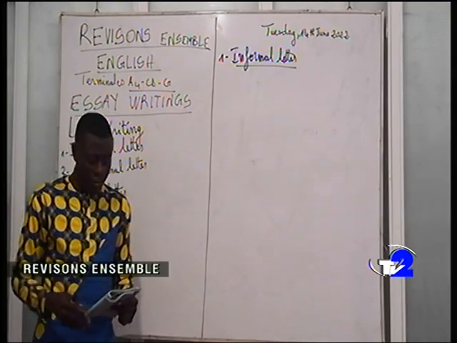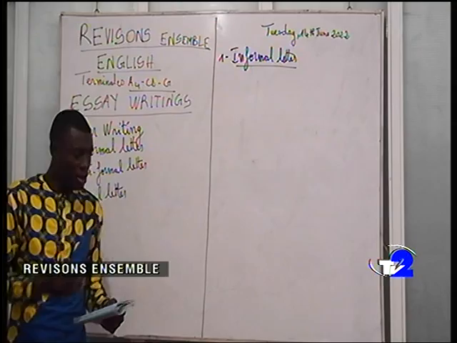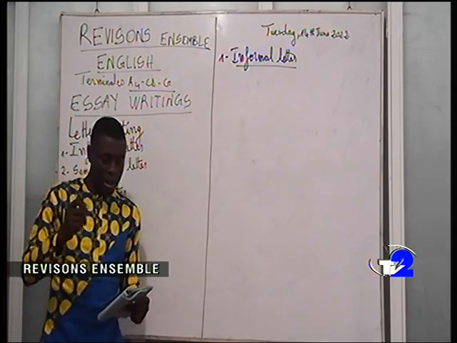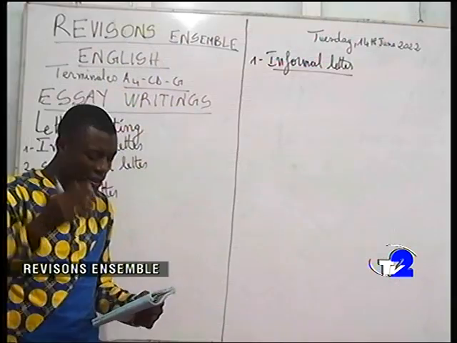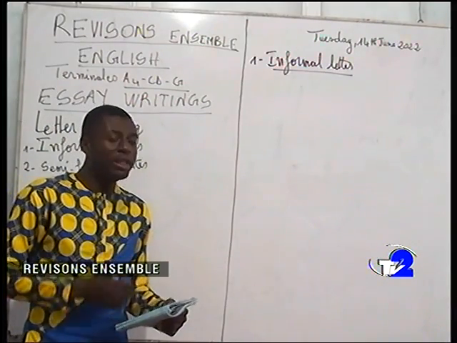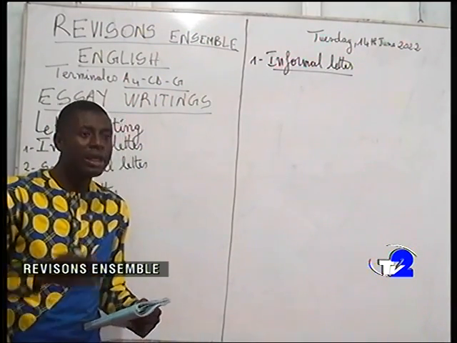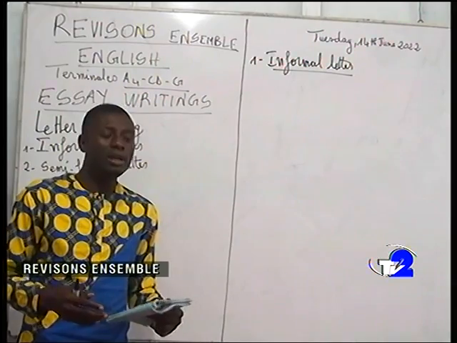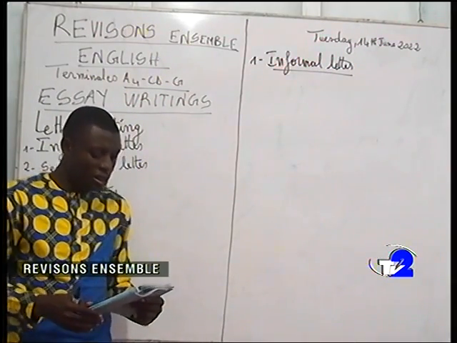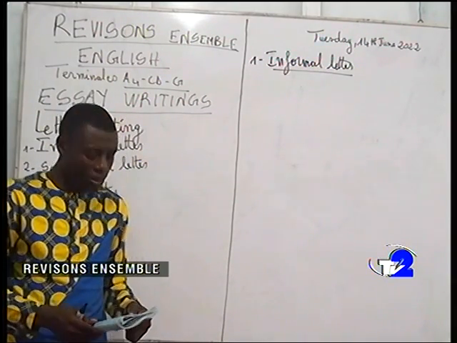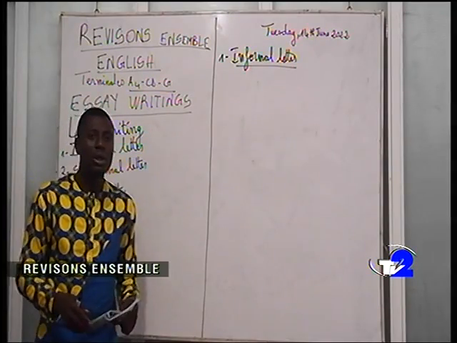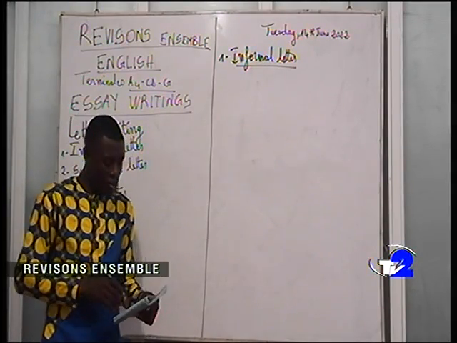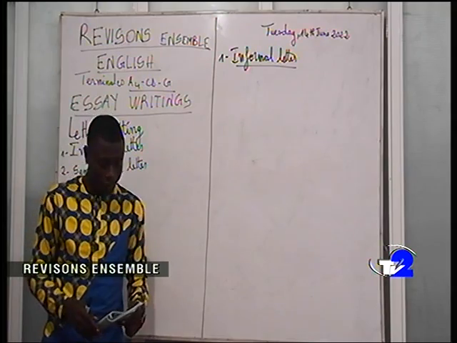In this letter, we are going to give this information: the sender's address, followed by the date, then the salutation, the greeting, the body, the message, the closing, the ending, the signature, and the writer's identity. Now, what are the features of the informal letter?